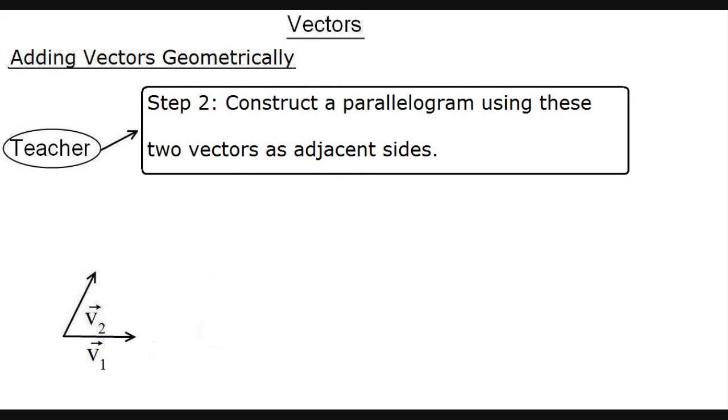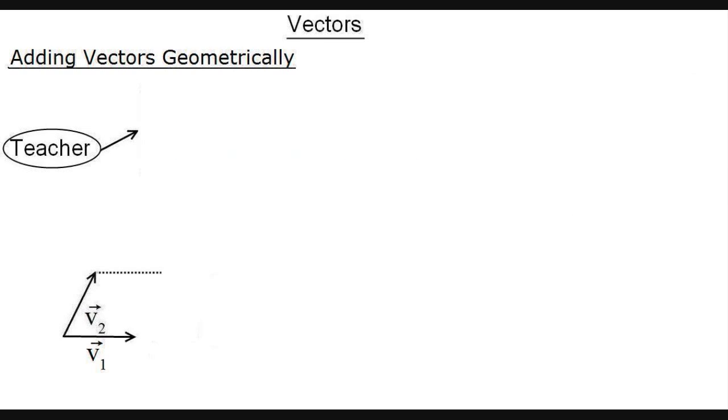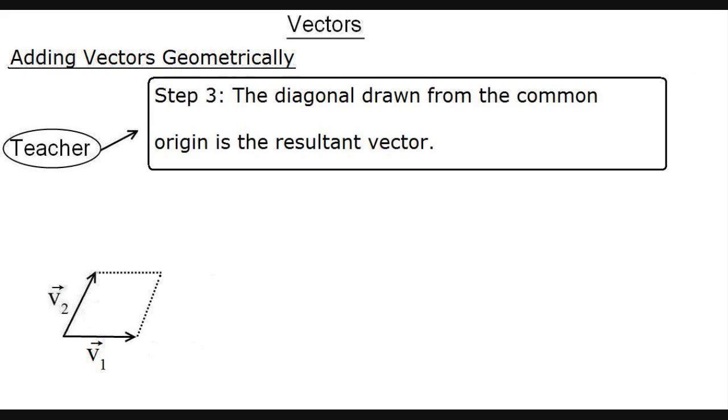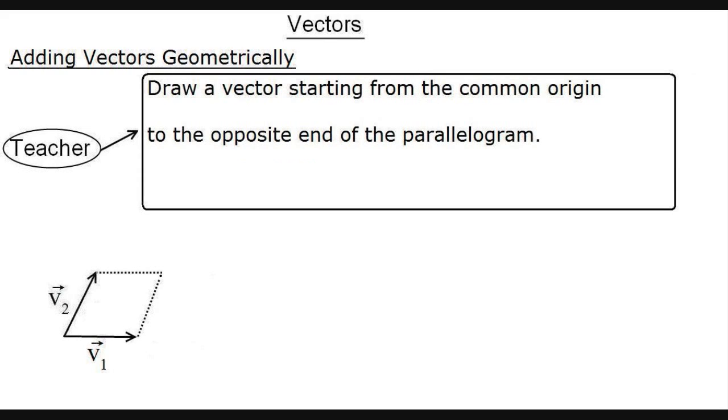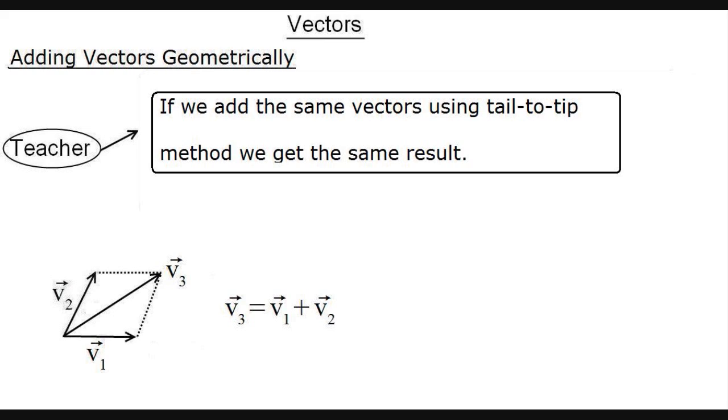Step 2. Construct a parallelogram using these two vectors as adjacent sides. For this, we draw two lines parallel to the two vectors. Step 3. The diagonal drawn from the common origin is the resultant vector. Draw a vector starting from the common origin to the opposite end of the parallelogram. This is the resultant vector. If we add the same vectors using tail-to-tip method, we get the same result.